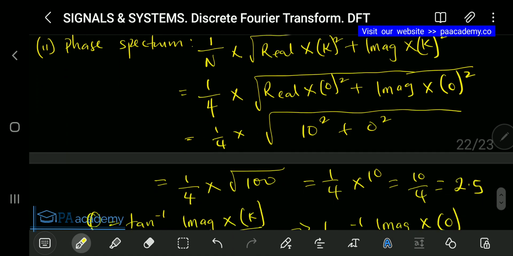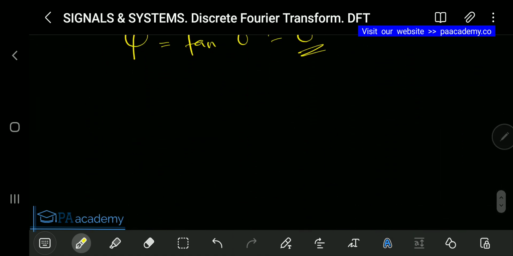Now we've done all the calculation that has to do with the phase spectrum. So now let's move to the power spectrum.